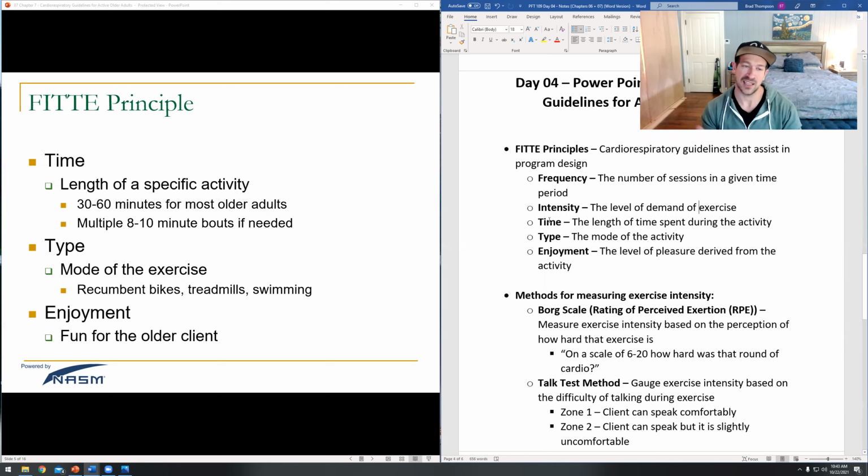The time is the length of time in the given activity. In general, for senior clients, we're going to recommend about 30 to 60 minute sessions. But if they cannot do that, we want to accumulate 30 to 60 minutes a day. So that could be broken up into 3 10-minute bouts of exercise. If they don't have the endurance to get through a full 30-minute session, but we still want to see positive cardiovascular benefits, we can do 3 10-minute sessions.